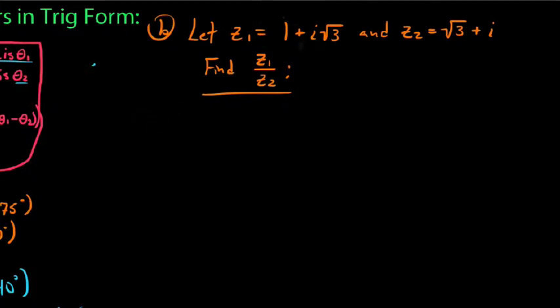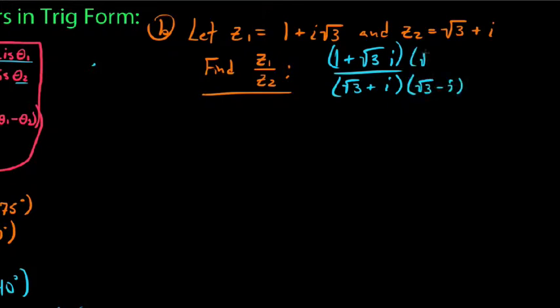So for this next example, we say find z1 over z2. Let's go ahead and find it the, I like to say, old-fashioned way. 1 plus radical 3i over radical 3 plus 1i. If we were to find the quotient between these two things, the method when you have two numbers listed in standard form is to multiply by the conjugate of your denominator. So if we multiply by the conjugate of this denominator, what we end up with is this.